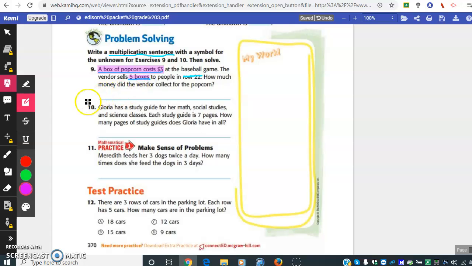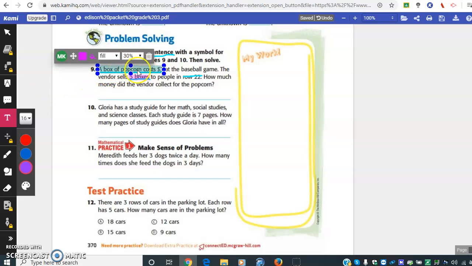Now, the word each never actually shows up in my equation, and yet I keep using it. That's because the word each is actually hidden. A box of popcorn costs $3 is like a fancy way of saying each box costs $3. So because the word each is there but hidden, this is a multiplication equation, which we already knew because they told us we were going to be using multiplication to solve it.